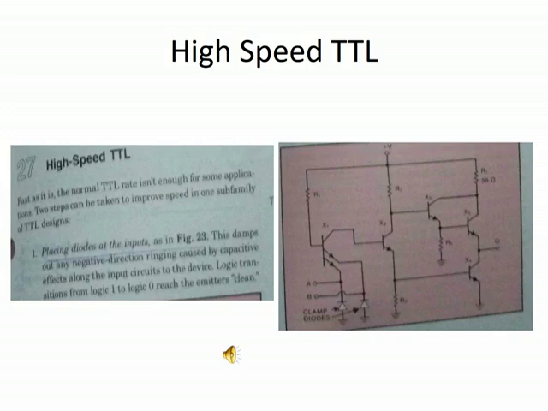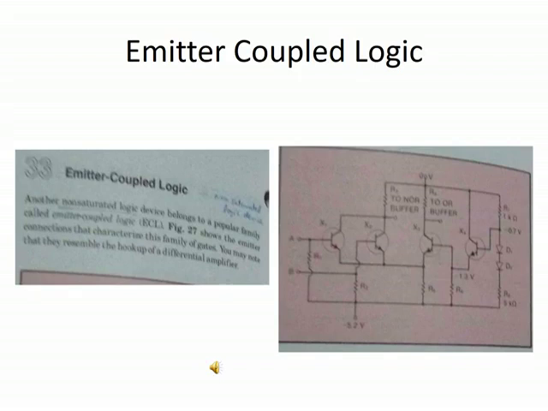The next one is the emitter coupled logic. Emitter coupled logic means that in the diagram you can see the transistors whose emitters are coupled together. So we call this emitter coupled logic. The inputs A and B are connected to the transistors, and from the coupled emitters we produce a NOR output and an OR output.